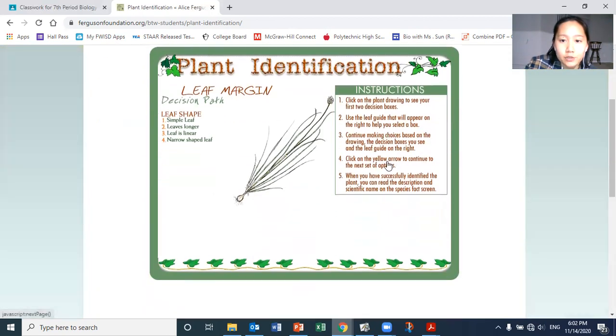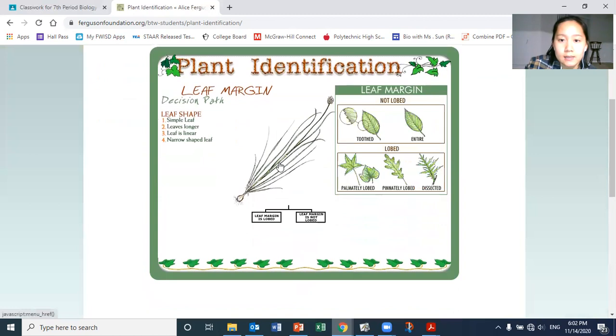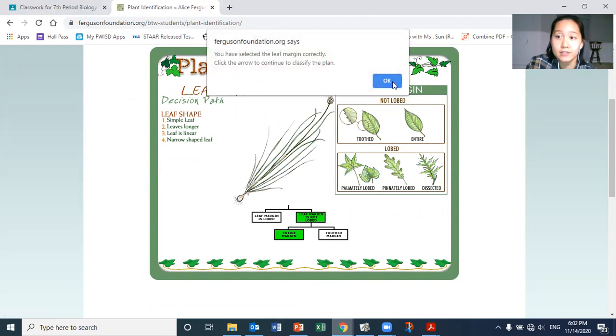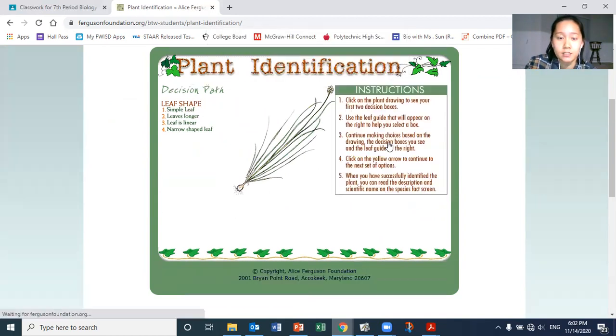Then you're going to click on it again to tell me, is it lobed or is it not lobed? And they look like they're not lobed. I don't see any spikiness. And is it toothed, or is it the entire margin? It looks like the entire margin. So that's correct too. So you're going to go on and click continue.